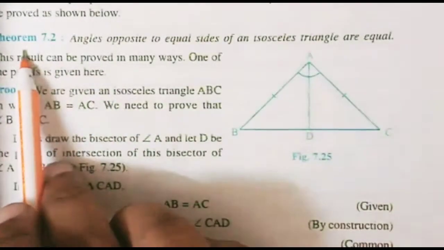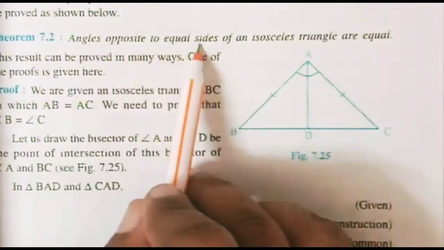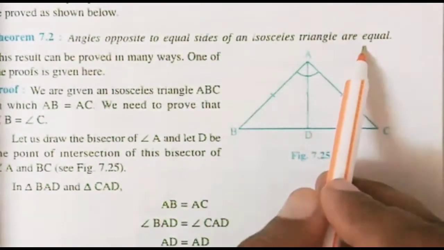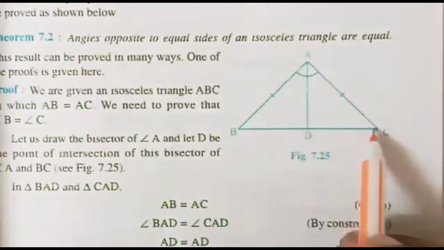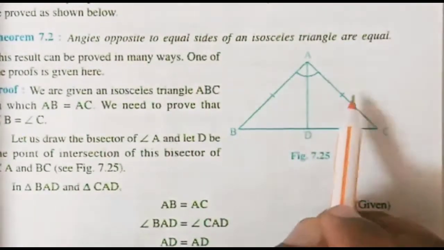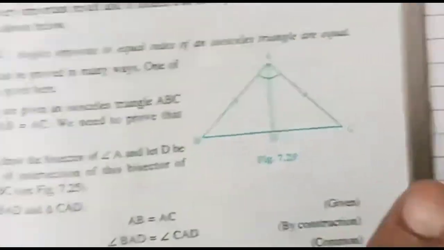Let us start with theorem 7.2. It is given that angles opposite to equal sides of an isosceles triangle are equal. So if you have a triangle which is isosceles, that means having two sides equal, we need to prove that the angles which are opposite to the sides are also equal. First of all, let us understand it with the figure.